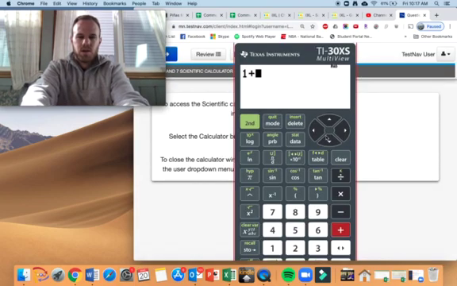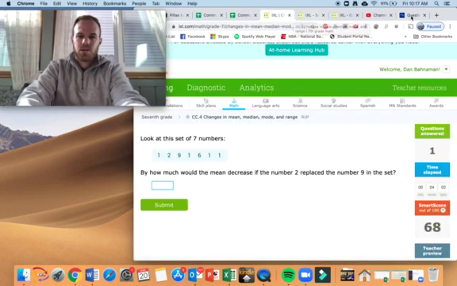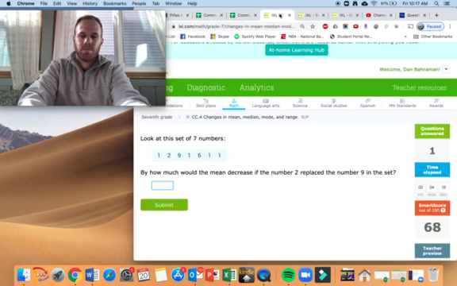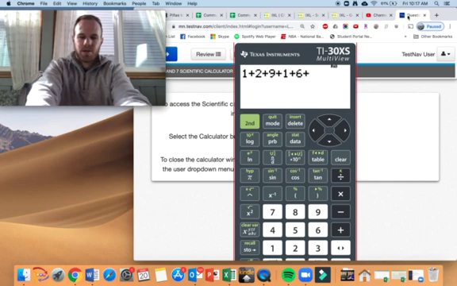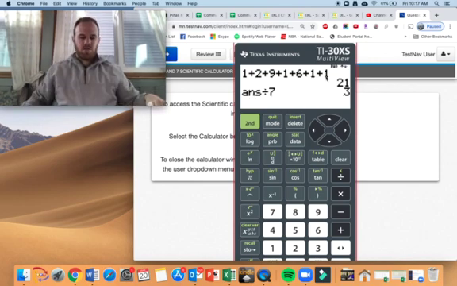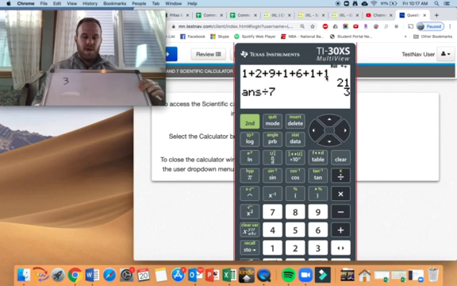1 plus 2, plus 9 plus 1, plus 6 plus 1 plus 1. So I'm going to add those up, and I'm going to divide it by 1, 2, 3, 4, 5, 6, 7. So divide by 7, which gets me to 3. So again, I know that I'm starting with a 3.